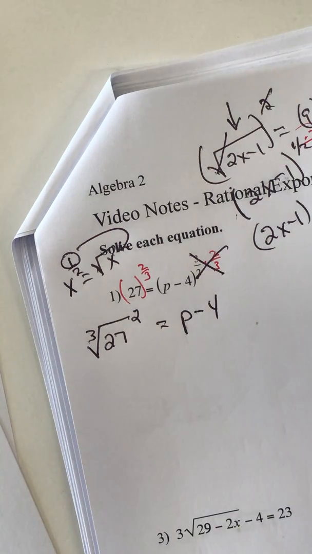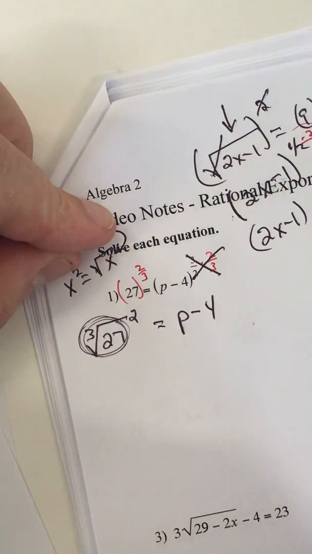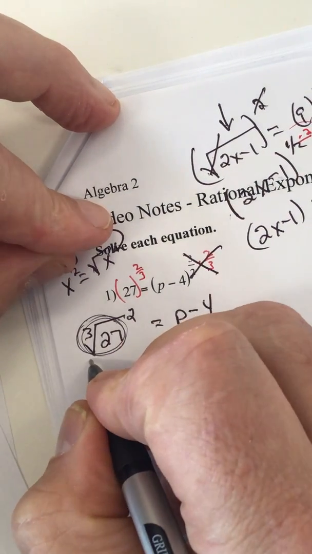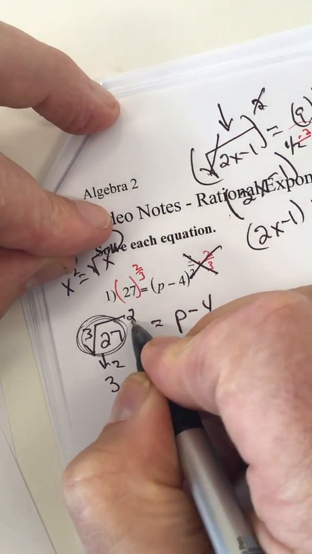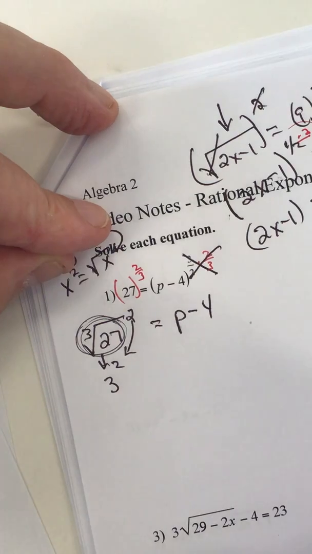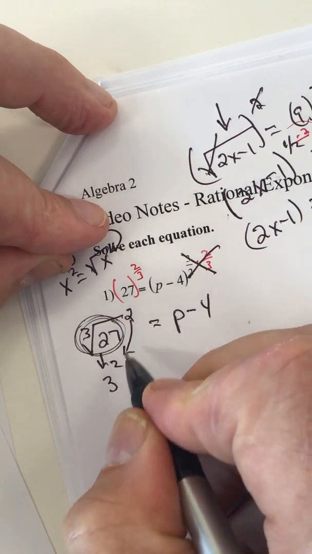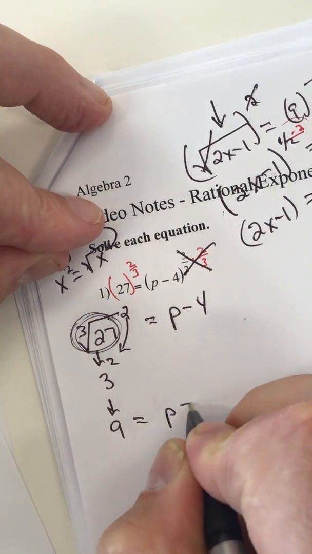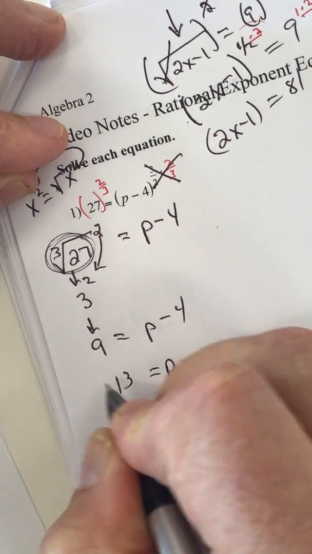I think going down is easier. I need something times something times something is 27. Well, 3 times 3 times 3 is 27. So this whole thing turns into the number 3, and then that square is still on it. So 27 to the third root is the number 3, and then that is squared, so that whole thing becomes 9. Of course, add 4 to both sides, and we have 13.